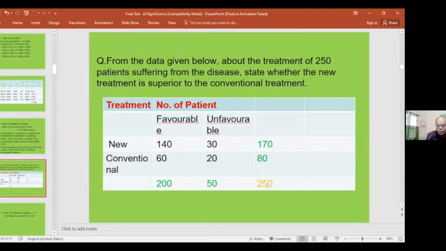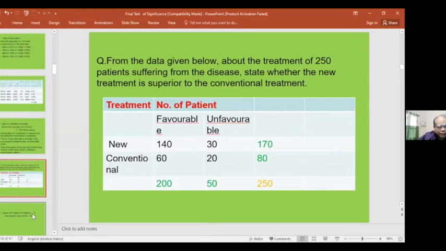But remember, for chi-square, cell values should be greater than 5 and the total should be greater than 50. Then you apply the chi-square. Now this is called a contingency table, and these are observed values. We are going to test which one is more favorable, whether there is any significant difference in the efficacy of the treatment, new and conventional.